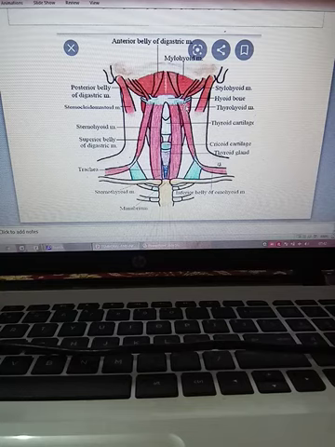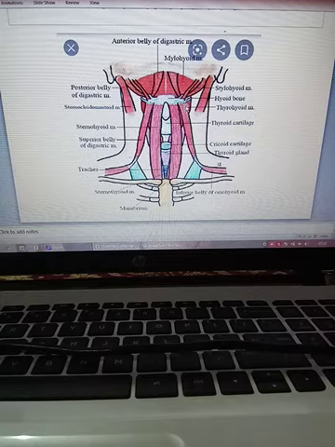Assalamu alaikum. Today I'll be discussing the origin and insertion of the various suprahyoid muscles.